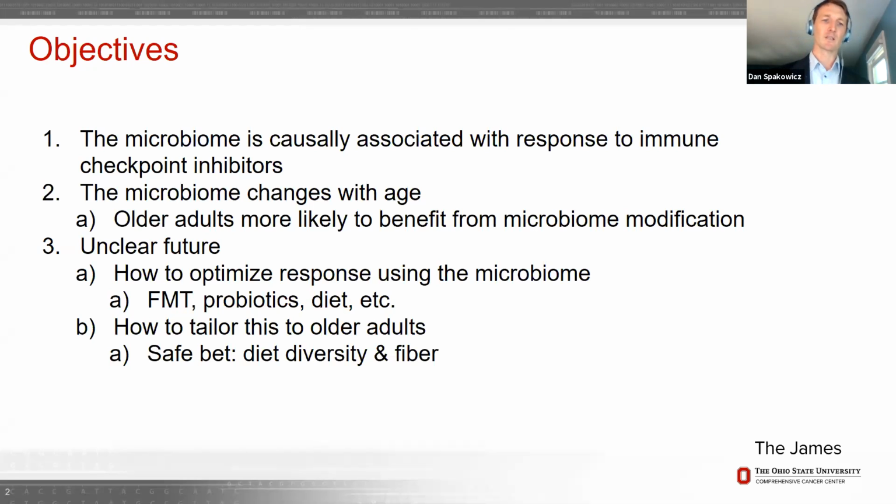I'd like to comment on different ways that are being explored to optimize response to immune checkpoint inhibitors using the microbiome, which include things like fecal microbiota transplant, probiotics, diet, etc. And then give some concepts on how we might tailor this to older adults. And I put in a plug for what I think is, at least right now, a safe and actionable bet, which is to increase diet diversity and fiber intake and focus on that in older adults.